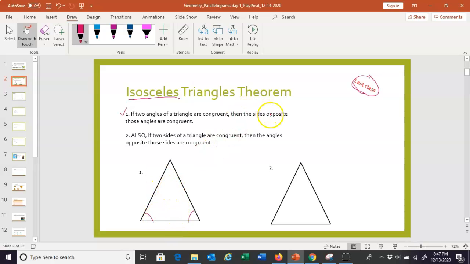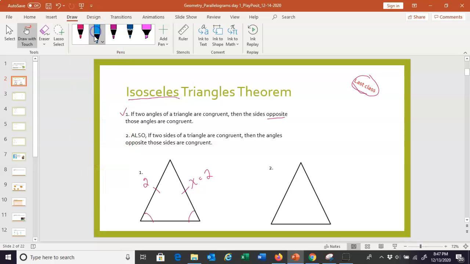Then the opposite sides are also congruent. So this side across from that angle is also equal to this side. Just to show you how easy and useful this is, if this is 2, what's x? It's 2. Is that easy? If the angles are equal, then the sides across from them are equal.